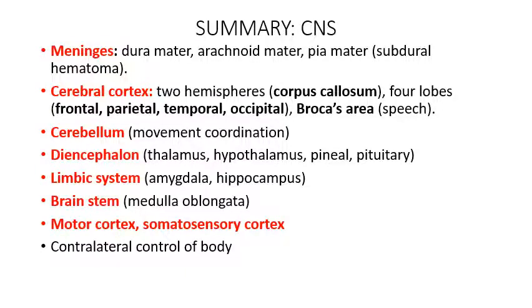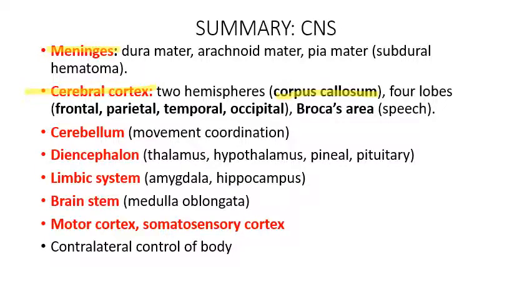Okay, so to summarize the central nervous system, we have the meninges, which are the membranes surrounding the brain: the dura mater, the arachnoid mater, the pia mater. I told you what a subdural hematoma is and how serious it is. It's an emergency situation. We talked about the fact that the cerebral cortex is divided into two hemispheres, and the two hemispheres are connected by the corpus callosum. We're not exactly sure whether the brain operates the same way when the two hemispheres are separated, which has happened sometimes.